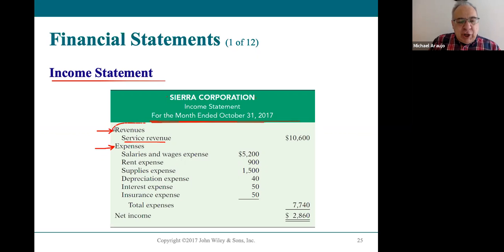So revenue is a general type of account, meaning what we sell to our customers in order to collect money from them. Service revenue is a very specific account saying that we are providing a service. So this particular company collected $10,600 from its customers. Now, again, that means they sold $10,600 worth of tours in the month of October, because that's what they sell, and that's what revenue is about.